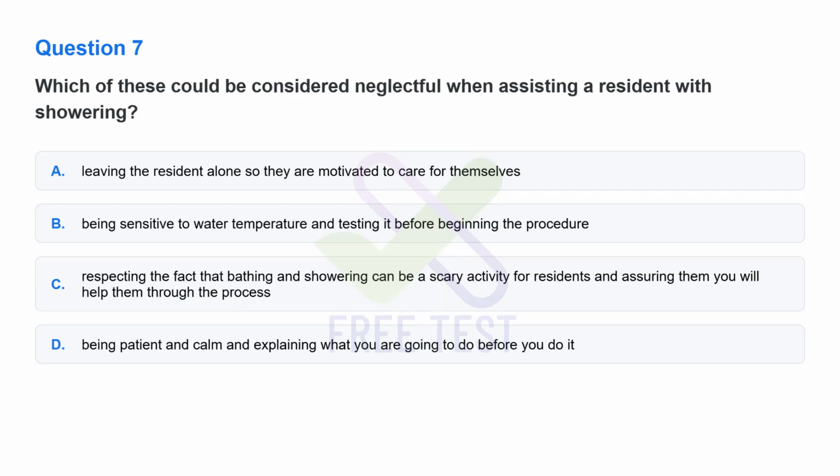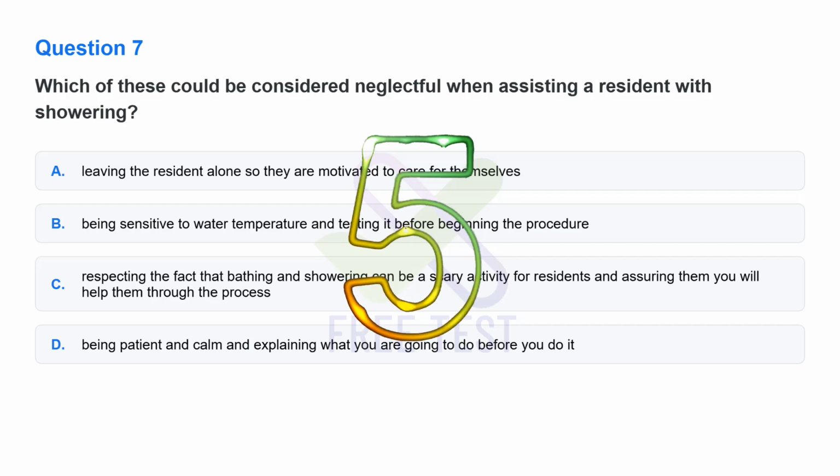Which of these could be considered neglectful when assisting a resident with showering? A. Leaving the resident alone so they are motivated to care for themselves. B. Being sensitive to water temperature and testing it before beginning the procedure. C. Respecting the fact that bathing and showering can be a scary activity for residents and assuring them you will help them through the process. D. Being patient and calm and explaining what you are going to do before you do it.